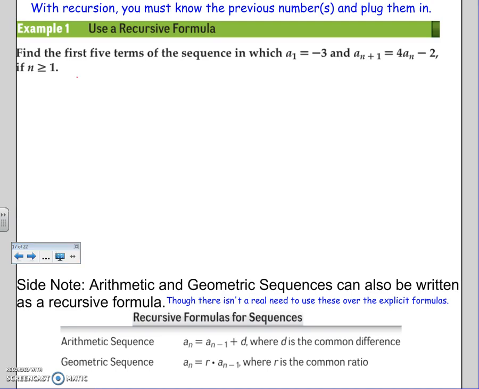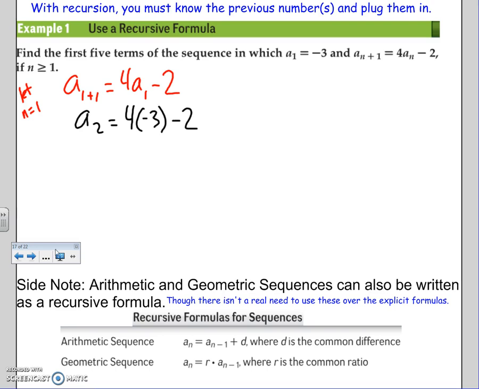Let's find a sub 2. So to get a sub 2, we're going to let n equal 1. Well, that means I plug into the formula: 1 plus 1, a sub 2, equals 4 times a sub 1 minus 2. A sub 1 they gave us was negative 3, so 4 times negative 3 minus 2, which if I compute, is negative 12 minus 2, which is negative 14. So we found the second term.